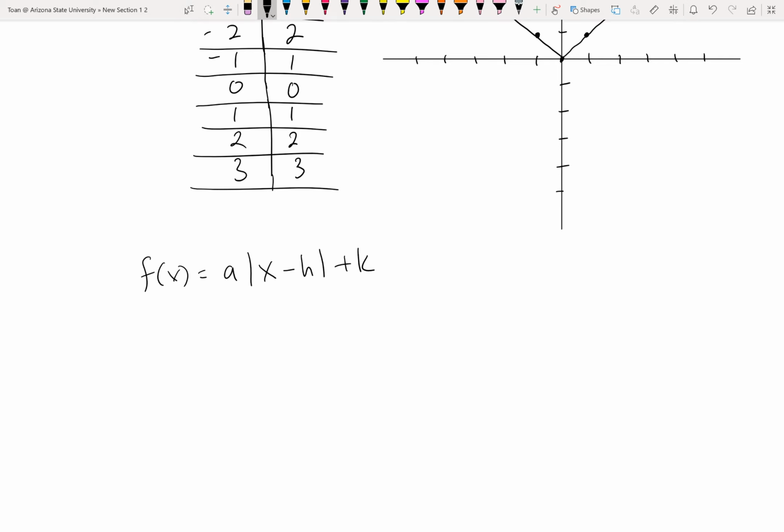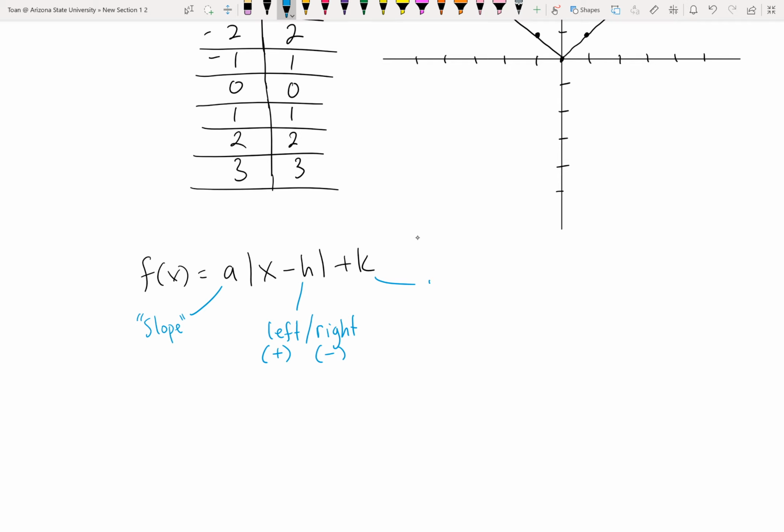So, what does every piece do to my graph? This A here, you can sort of think of as your slope. I'm putting it in quotes because we don't have a true line, we have a V, but basically it plays the role of the slope. This H here tells you to go left or right. But notice the minus symbol. It's sort of backwards to what you think. That is to say, if that number is positive, you're going to go to the left. If that number is negative, you're going to go to the right.